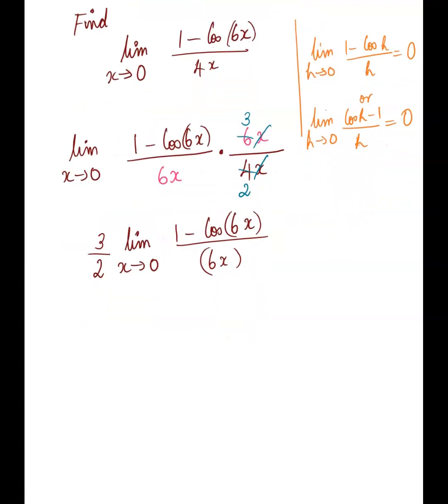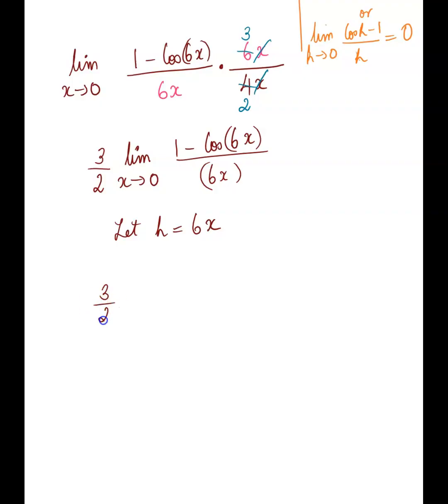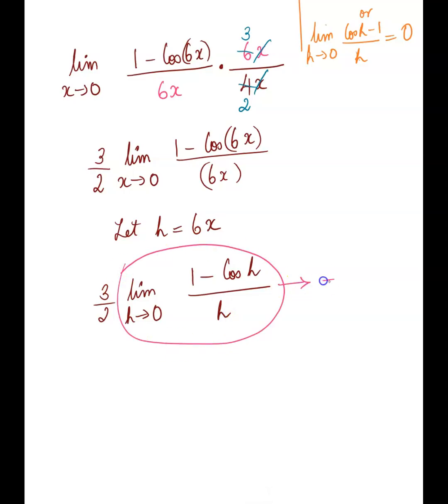But if you wanted to see it in terms of h, you can also say let h be equal to 6x. Okay? So that means 3 over 2, limit of h approaches 0, because x is now changed to h, 1 minus cosine h over h. And that is strikingly exactly the same as the formula itself, but that we saw is equal to 0. So technically this is going to be 3 over 2 times 0, which is 0. So your answer on this one will be 0.